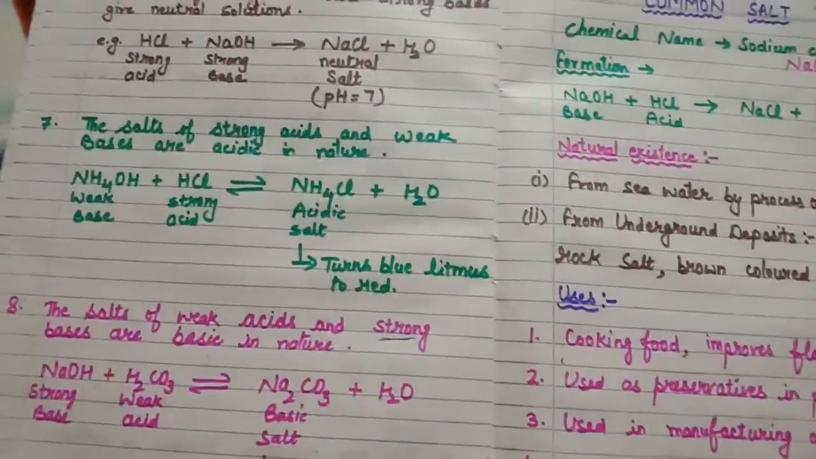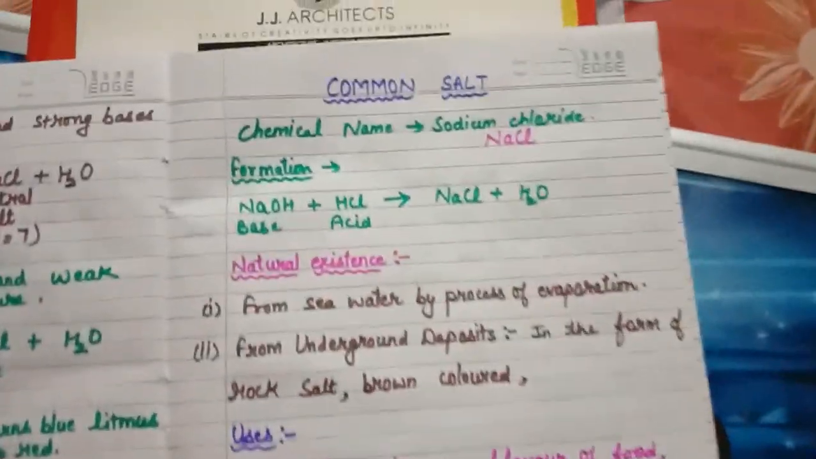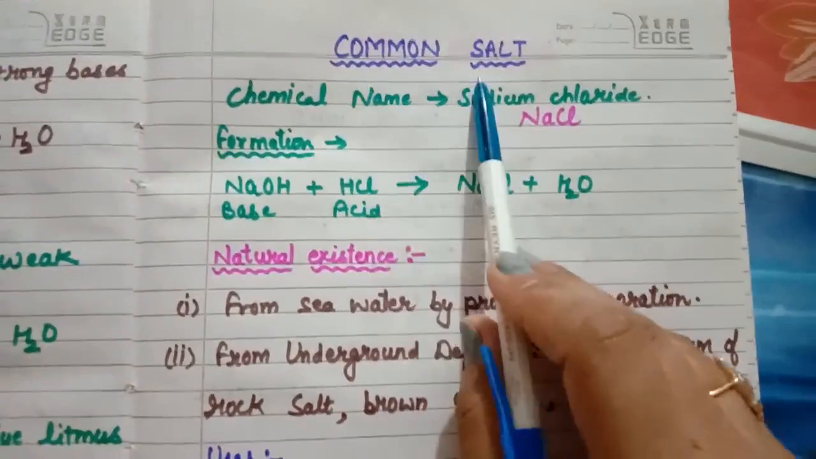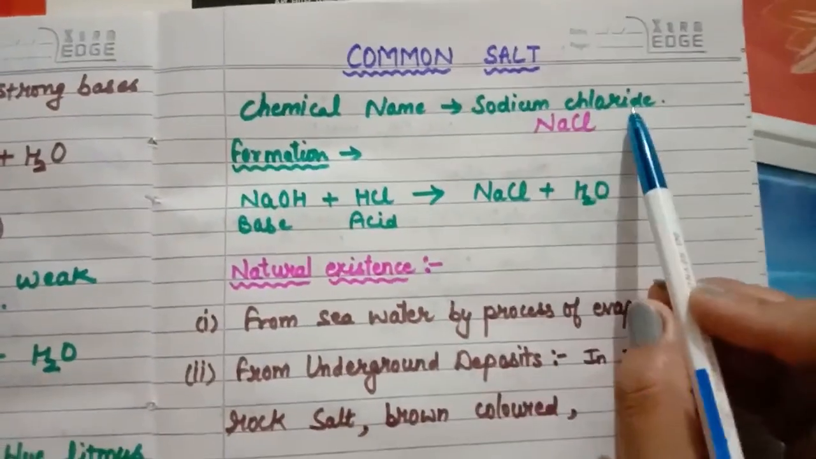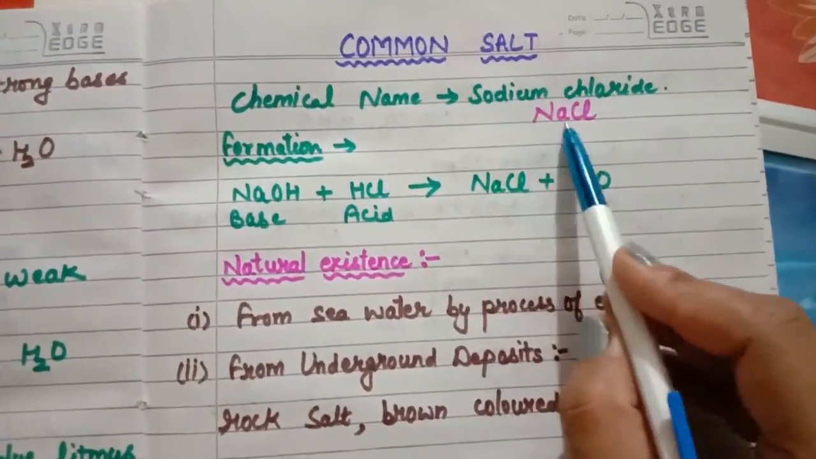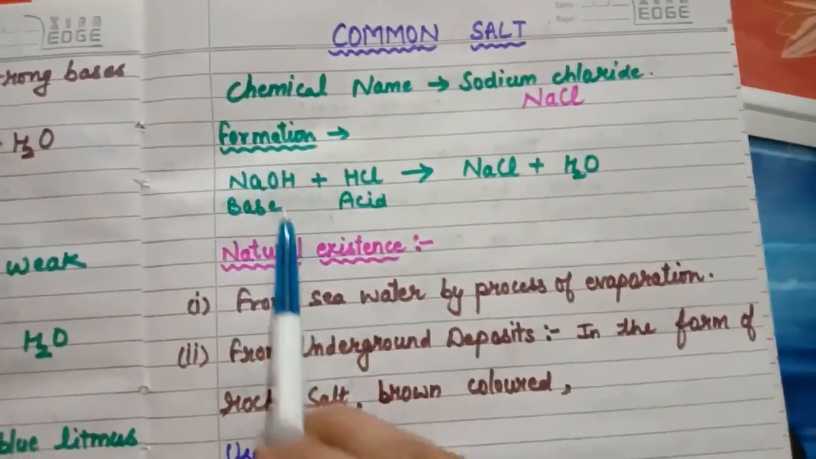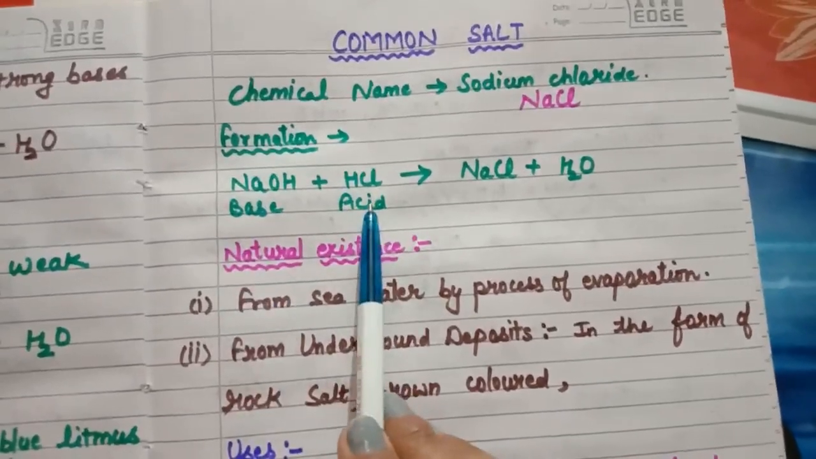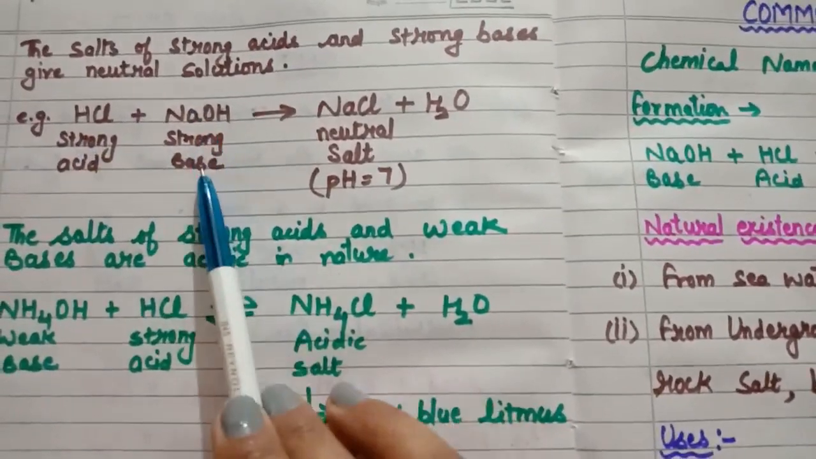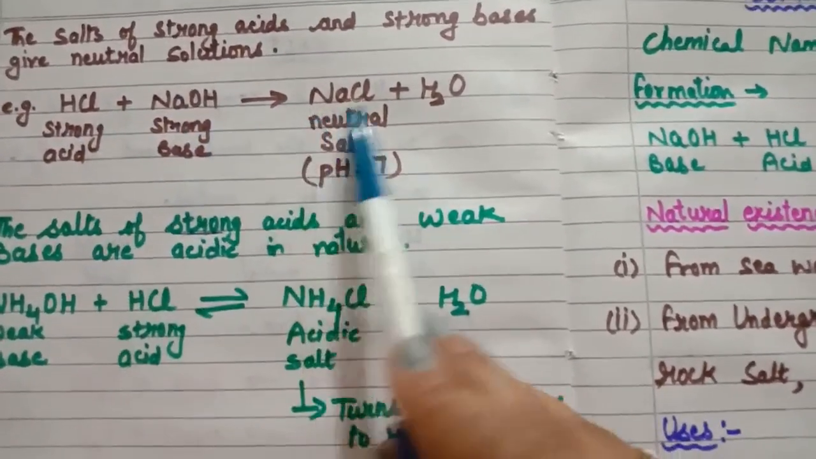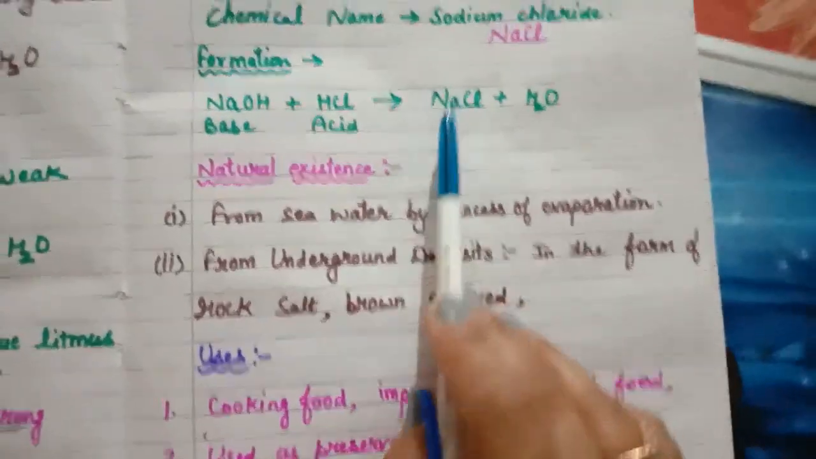We have done the general properties of all the salts. Next we will do the salts one by one. First is our common salt, sodium chloride, NaCl. Its chemical name is sodium chloride, and its formula is Na for sodium and Cl for chloride. How is it formed? A base reacts with an acid to form a salt, as we have done. HCl is a strong acid, NaOH is a strong base, and they react with each other to produce neutral sodium chloride salt.